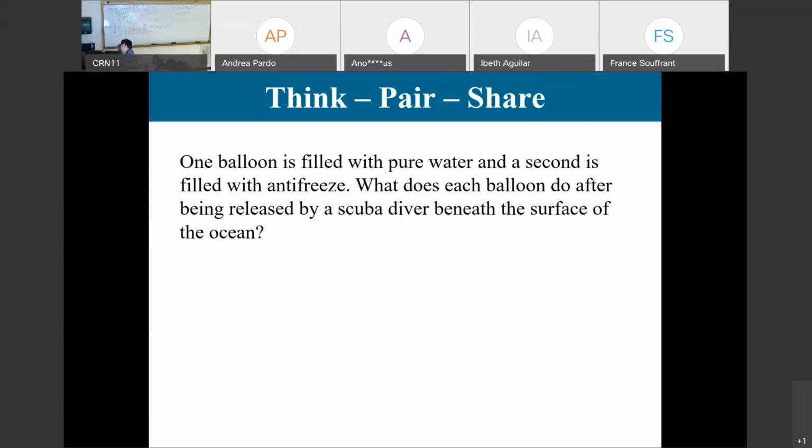One balloon is filled with pure water and a second filled with antifreeze. What does each balloon do after being released by a scuba diver beneath the surface? So you are beneath the water, all right? One is filled with pure water, and a second one is filled with antifreeze. Okay, you know what you have to do for that case, guys?